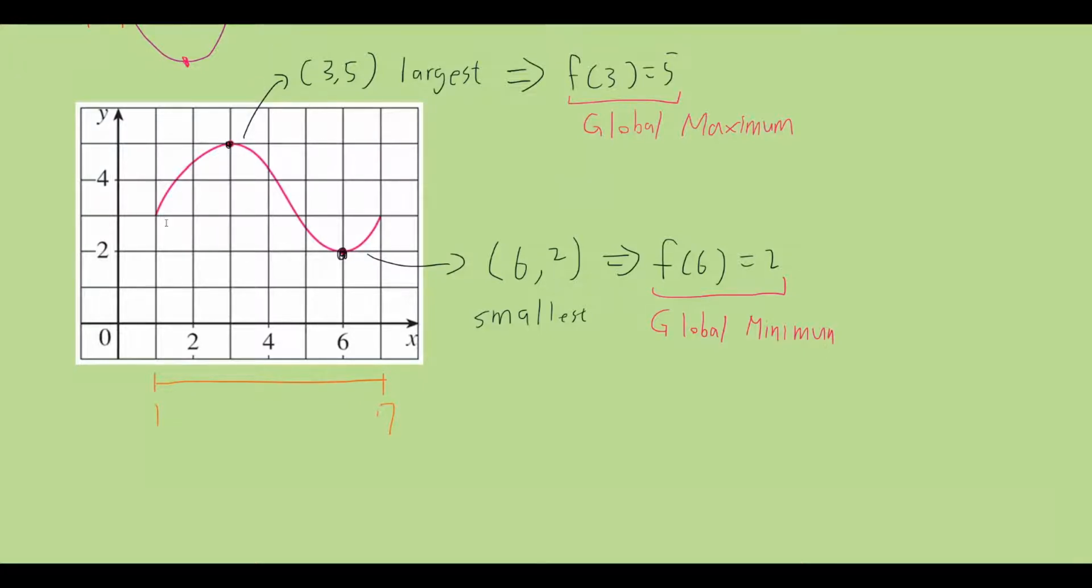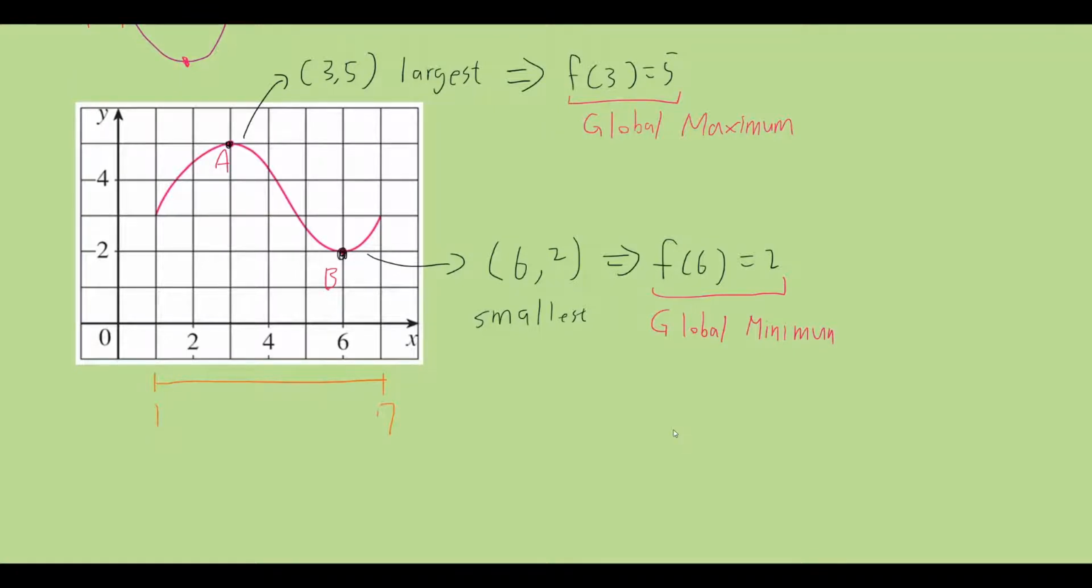Notice that in this example we are only taking x values between 1 and 7, because to the left of 1 and to the right of 7, there is nothing that tells us how the graph is going to behave. So we are looking at just a segment of the graph, and we can say that this point right here, let's call it point A, is the global maximum, and point B is the global minimum.